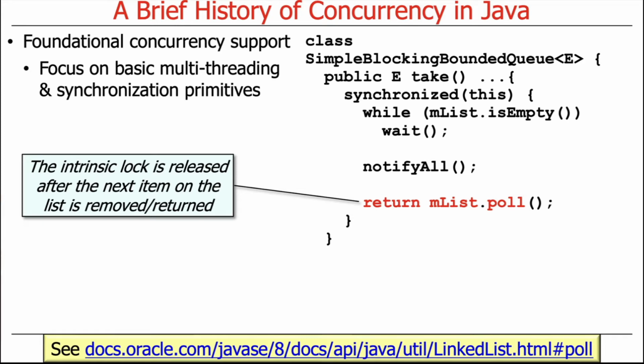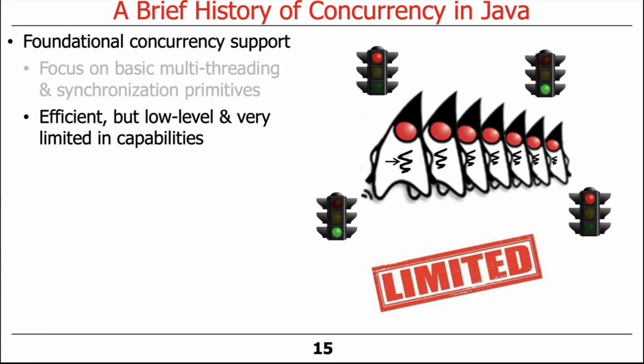This is what's sometimes called a synchronized block of code, and it's basically a scoped locking pattern that's common in languages like Java or C++, using various features built into those languages. So those are very, very simple primitives. They're efficient, but they're low level. They're very limited in capability.